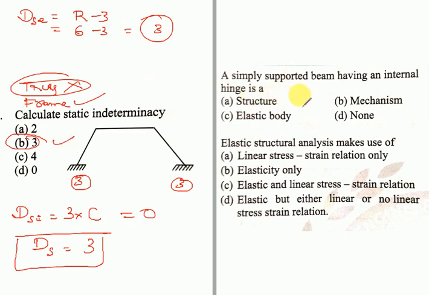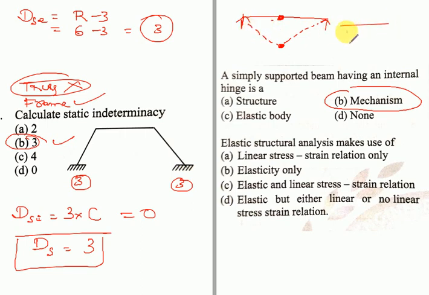A simply supported beam having an internal hinge is, of course, a mechanism. I'll explain how it is a mechanism. I'm just taking one simply supported beam and there is an internal hinge here. If an internal hinge is present in a simply supported beam, it forms a mechanism. This mechanism concept will be studied thoroughly in the plastic analysis topic.